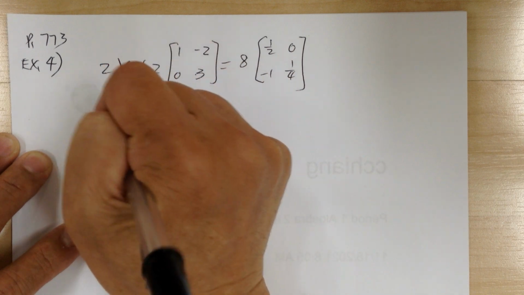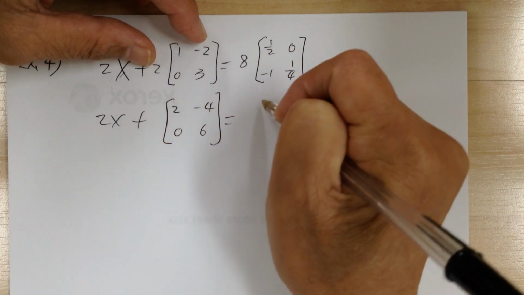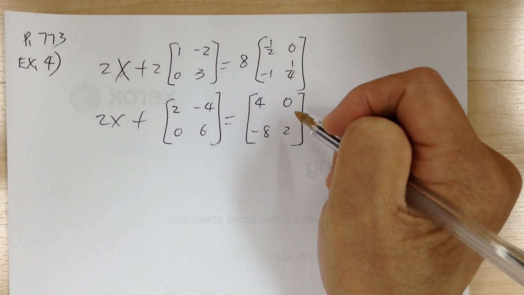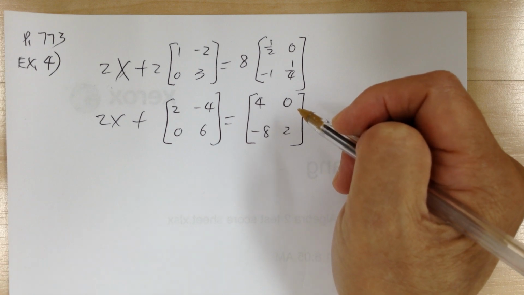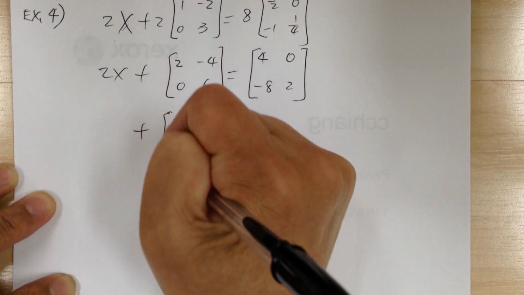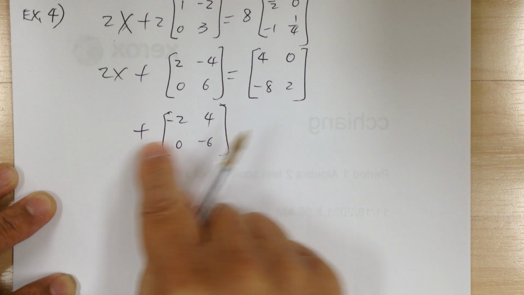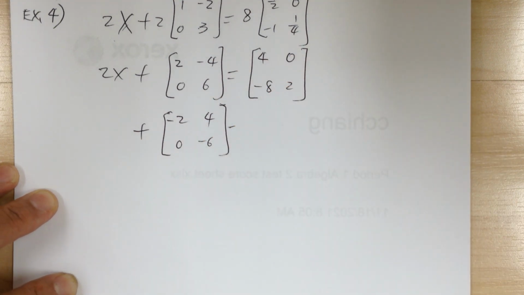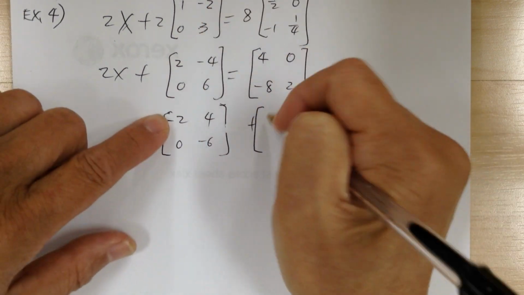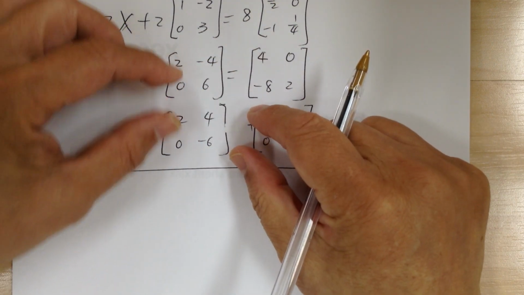So multiply out. You've got 2X plus, when you distribute, [2, negative 4; 0, 6], equal to, when you multiply, [4, 0; negative 8, 2]. Okay? The next thing is you're going to add the inverse. You're going to add the opposite, so you have to do the same on both sides. To get rid of that, I'm going to add the negative of that, so it'll be [negative 2, 4; 0, negative 6]. So instead of subtraction, I'm going to add the inverse, which is the same thing. But a lot of times people have a hard time doing the subtraction. So I'm going to do the same thing on both sides: [negative 2, 4; 0, negative 6]. And the reason for that is so that this will cancel out, right? This will become 0, 0, 0, 0, right?